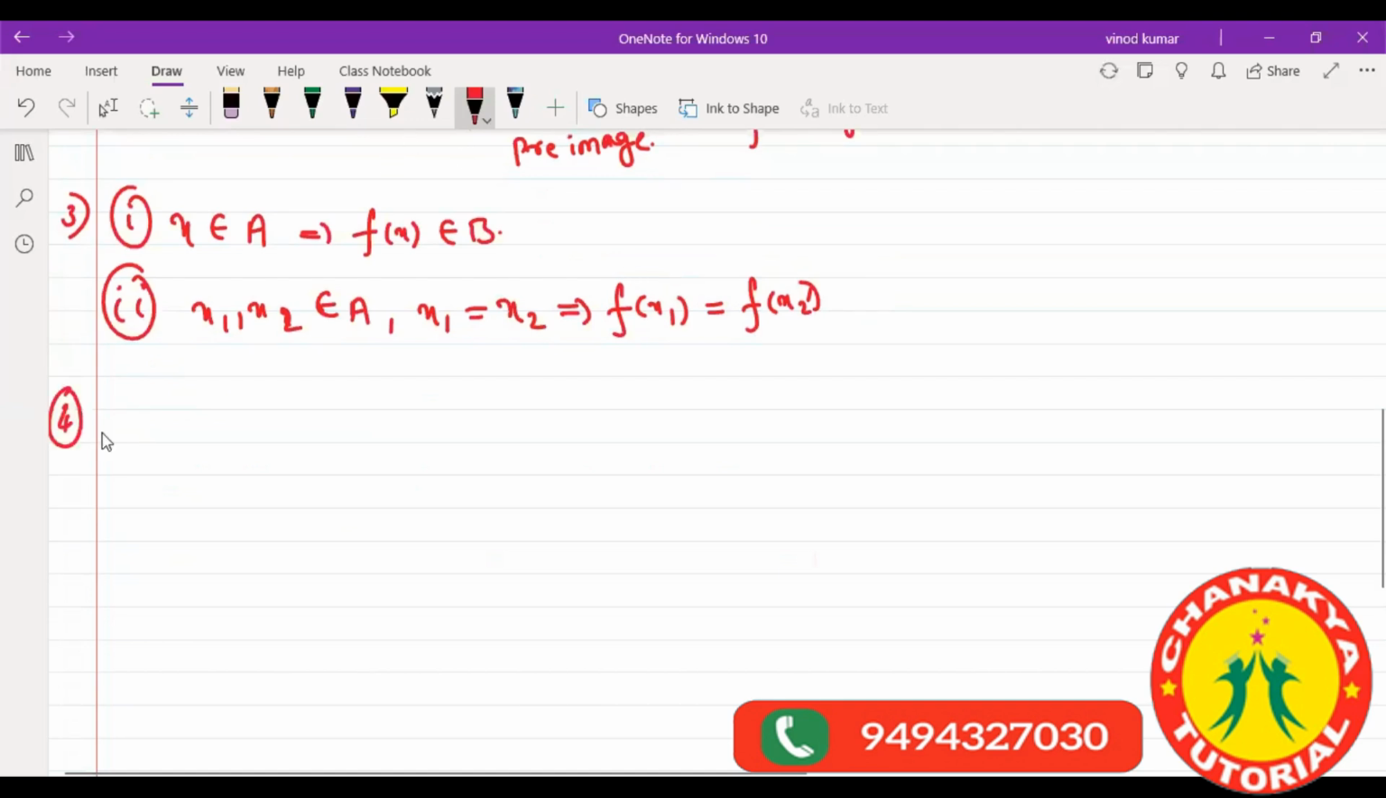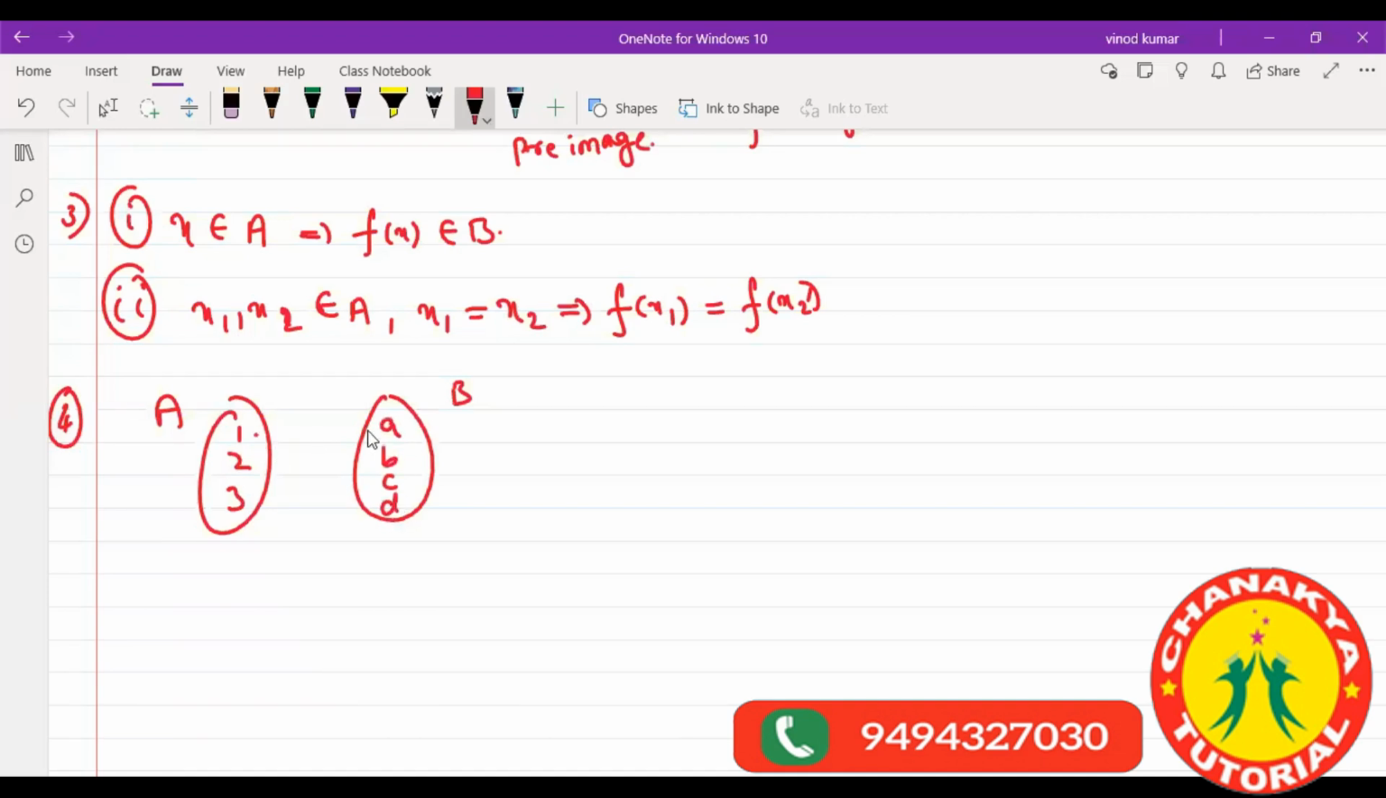Suppose here A is a set and B is a set. Here 1, 2, 3 and here A, B, C, D. 1 maps to A, 2 maps to B, 3 maps to C. F is the function. All elements in A are mapped to a unique element in B. So all the elements in A are nothing but domain elements. All the elements in B are nothing but codomain elements.